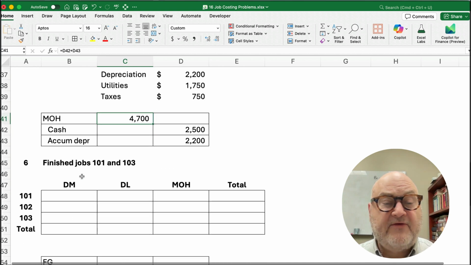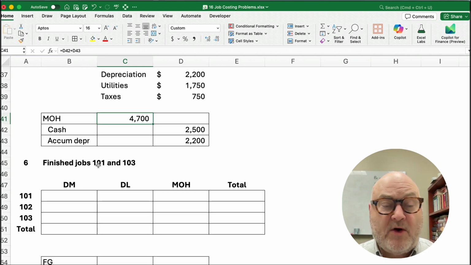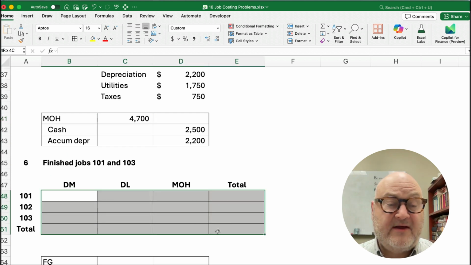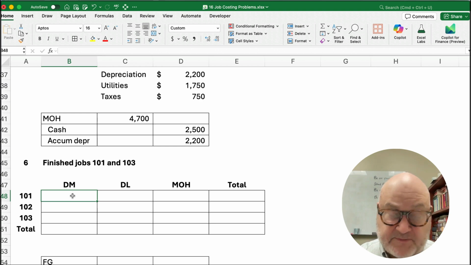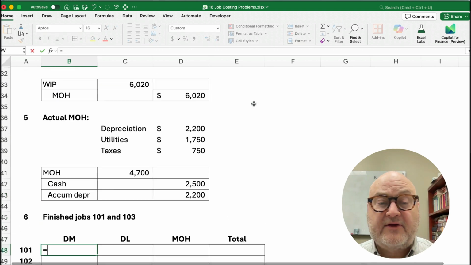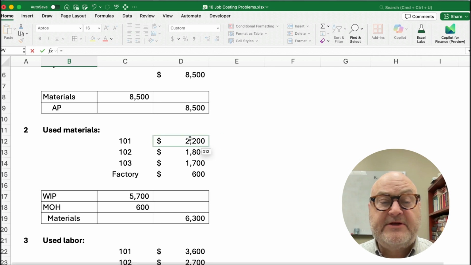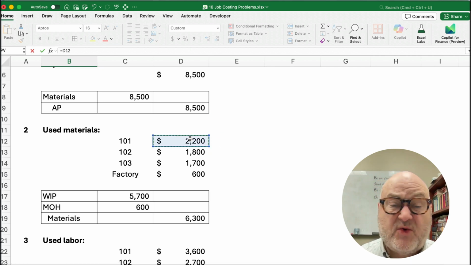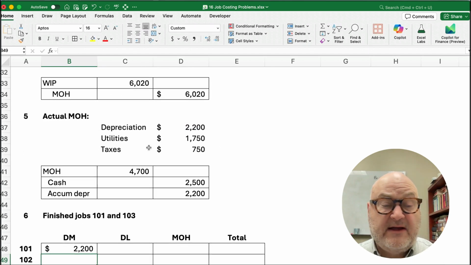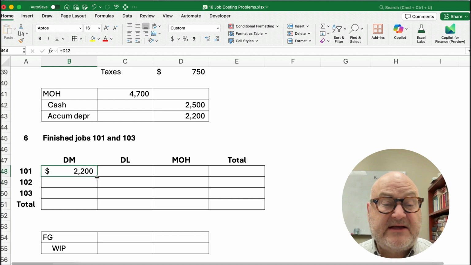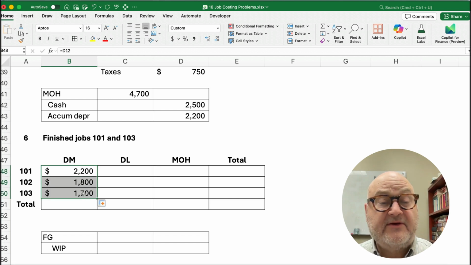All right, so let's say we finished jobs 101 and 103, and we need to figure out the cost of everything. Let's go back and look at our direct materials cost. Direct materials for 101 is $2,200, and then it's $1,800 and $1,700. Okay, so there are our three direct material costs.